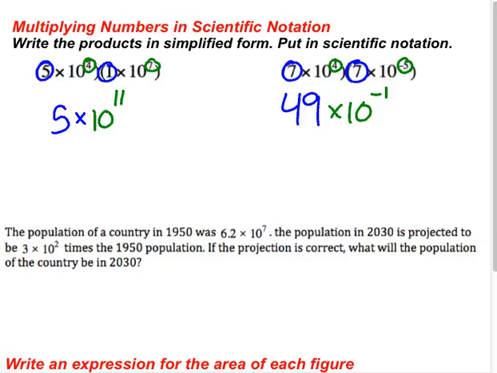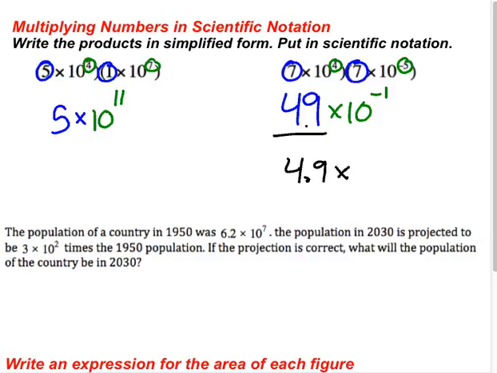Okay, so again, you multiply the normal numbers, then you add the exponents. Well, you're probably noticing the same thing I am, that 49 is not actually in scientific notation, is it? So I should really make it 4.9. Remember, it has to be a number between 1 and 10.